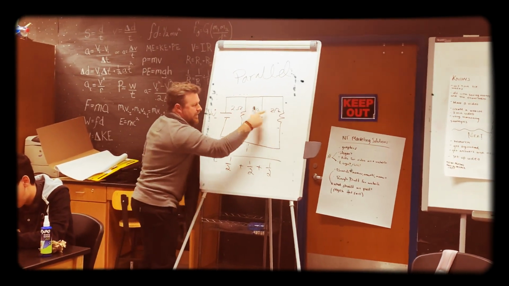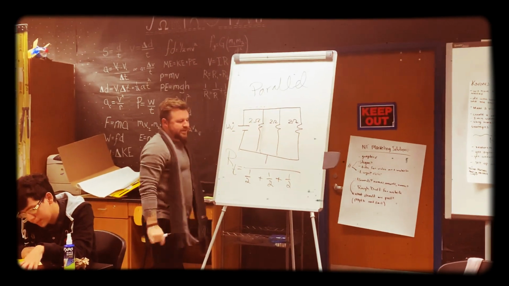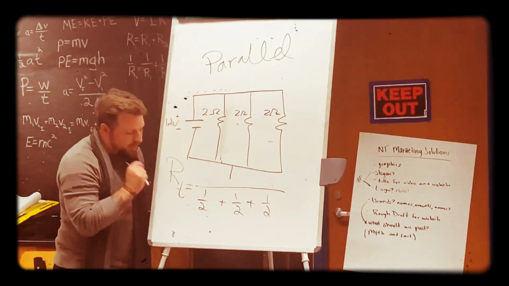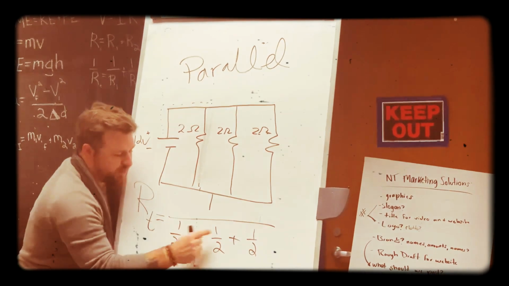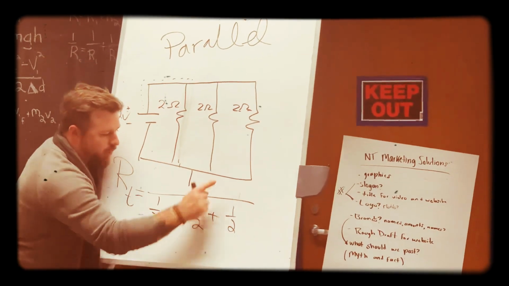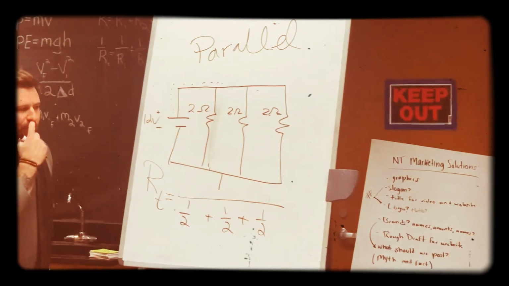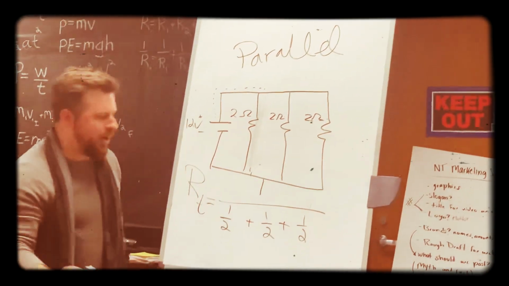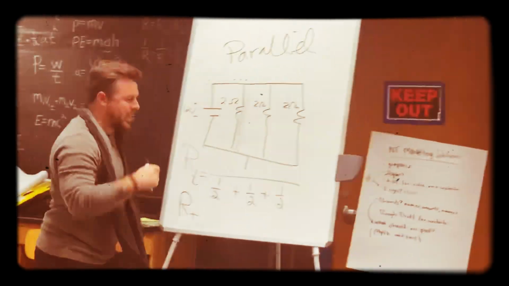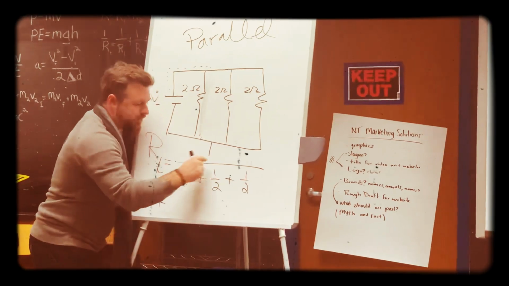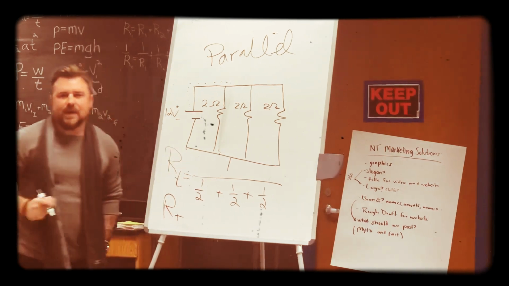All of these right here, they don't add up to the total resistance. I have to do the reciprocal. 1 over the final resistance is equal to 1 over the first resistor plus 1 over the second resistor plus 1 over the third resistor. So right now, I want you to tell me the total resistance of this circuit, because it is not 2 plus 2 plus 2. It is 1 over 2 plus 1 over 2 plus 1 over 2. Someone get that in a calculator.